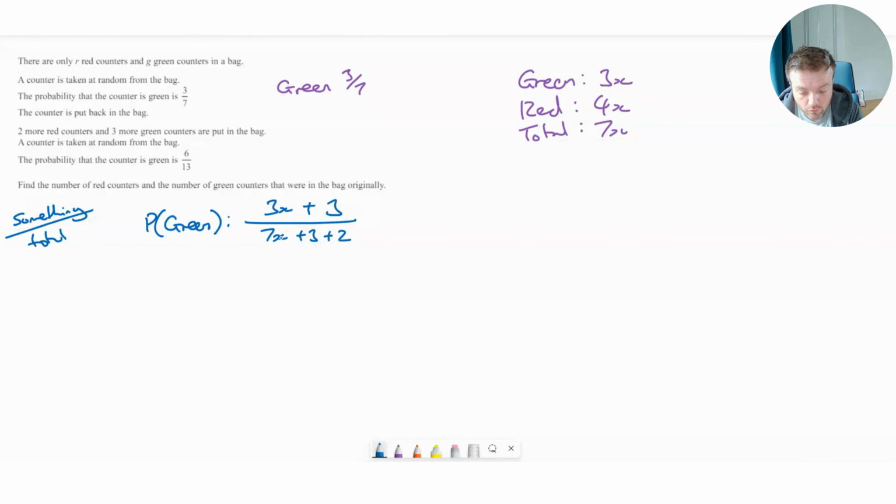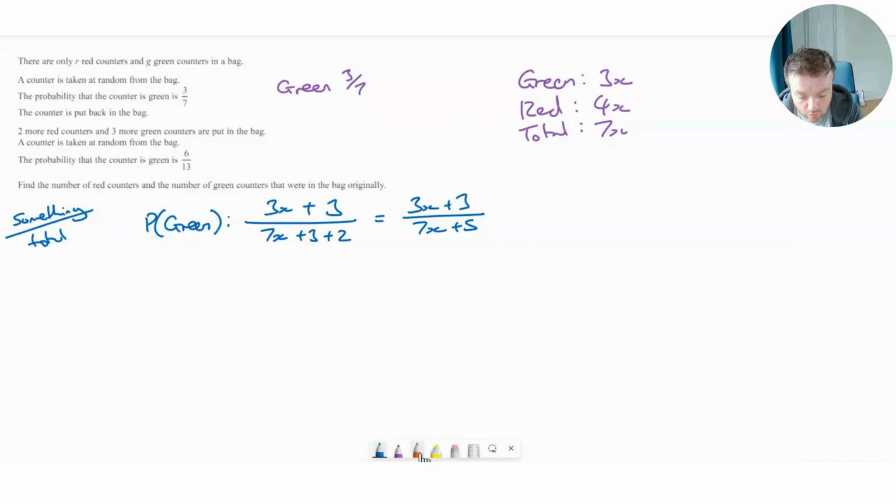So we say 3x plus 3. And the bottom bit, we're going to have 7x, because that's the total, and then we're going to have an extra 3 red and 2 blue on the bottom. We can only count the green ones on the top, because that's all that we're interested in, which gives us now an algebraic probability of (3x plus 3) over (7x plus 5). Okay, right, so we've got that algebraically set up.